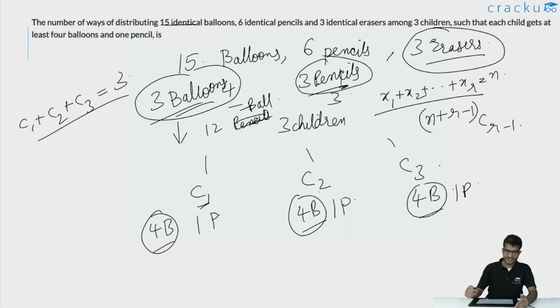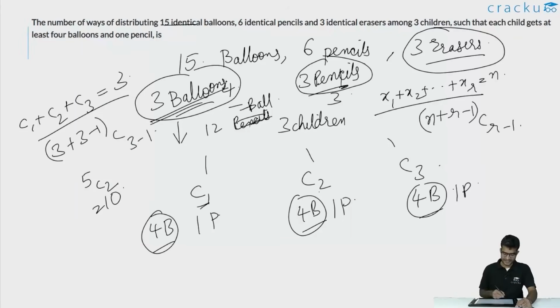So in this particular case, the number of solutions for this particular equation will be (3+3-1)C(3-1). This is equal to 5C2, which is equal to 10. So we can distribute these 3 balloons amongst these 3 children in 10 ways.